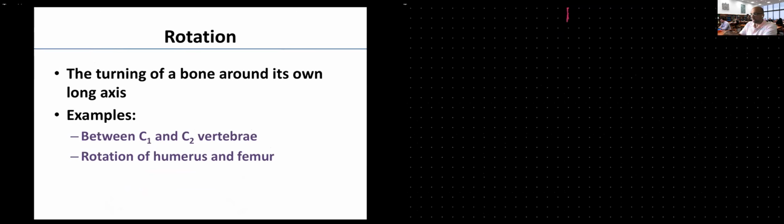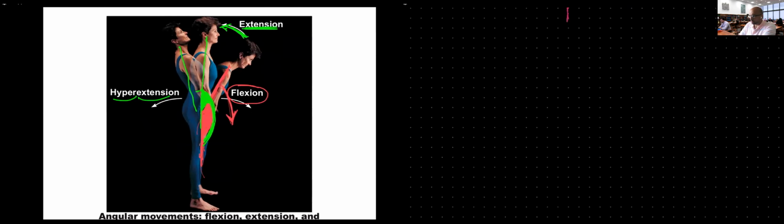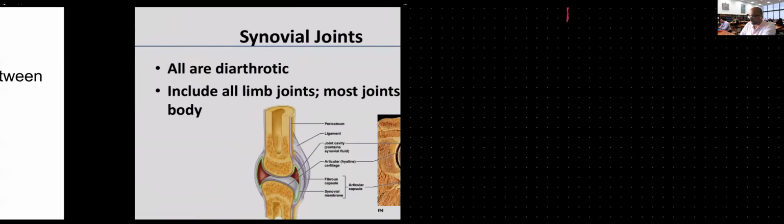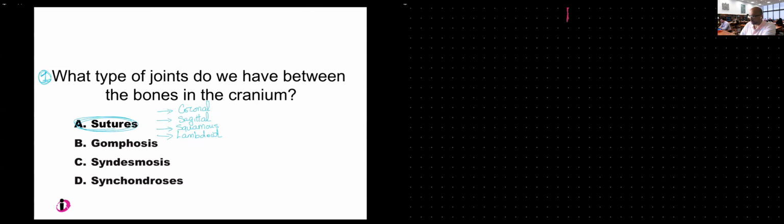All right, welcome back. We have one question only so far. It was the in-class activity. This was the question. It's asking about what type of joints do we have between the bones of the cranium, and the answer was sutures.